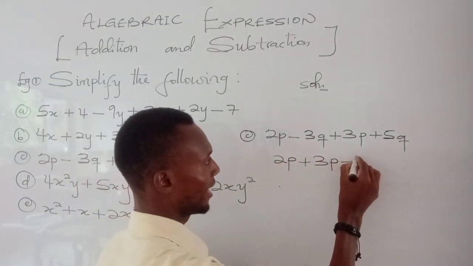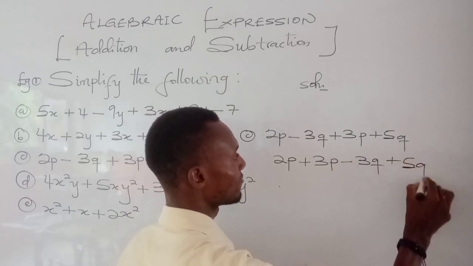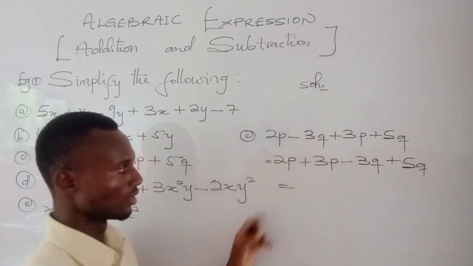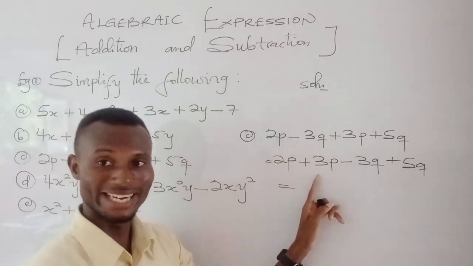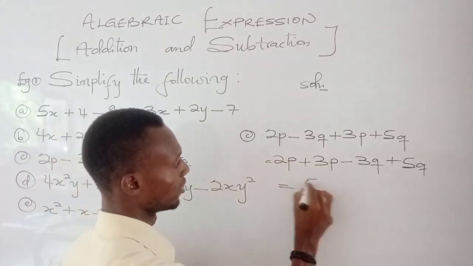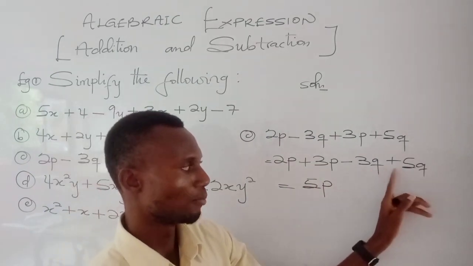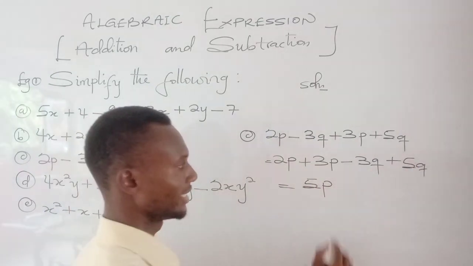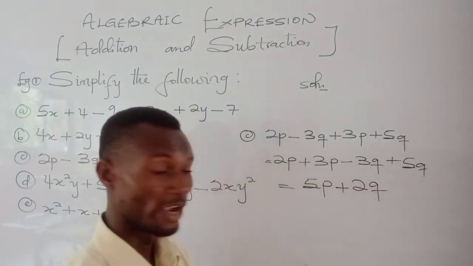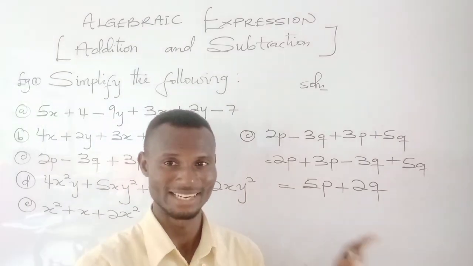So my minus 3q will come, then plus the 5q. Okay, let's go ahead and simplify. 2p plus 3p, it gives 5p. Okay, so 5p. Then minus 3q plus 5q, it gives positive 2q. I hope you understand. I've explained this a lot, so I hope you understand now.